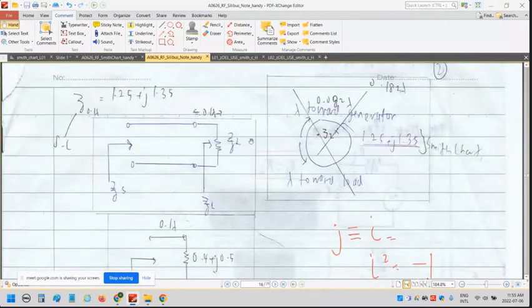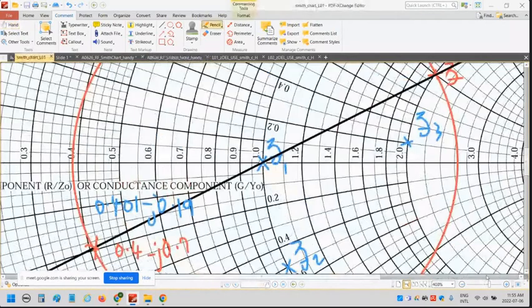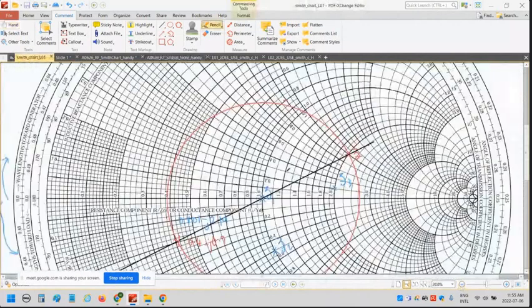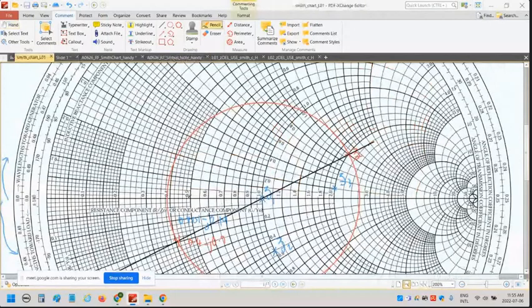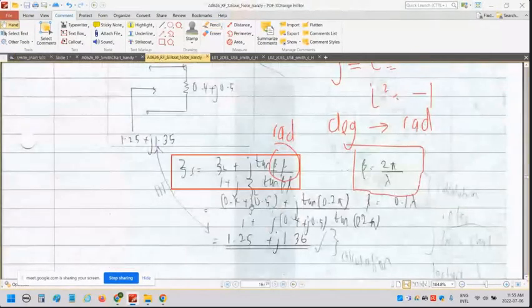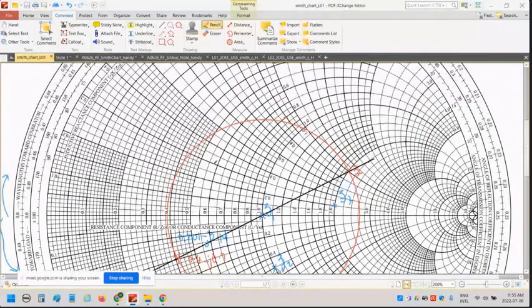What I want to tell you here, 0.4. I think this one is the last, 0.4 plus J 0.5. They are here, 0.4, 0.6, so in the middle, they are here.